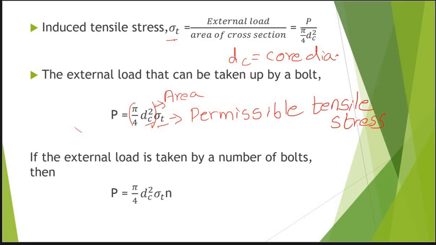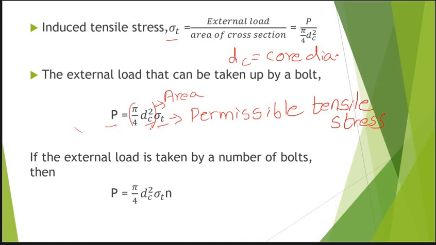Otherwise, if we know the material of the bolt, from the material specification we can identify the permissible tensile stress, the allowable value of tensile stress, and if we know the diameter of the bolt, we can find the cross sectional area. Then we can calculate the maximum external load that can be applied on that bolt.